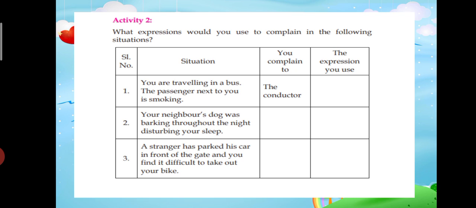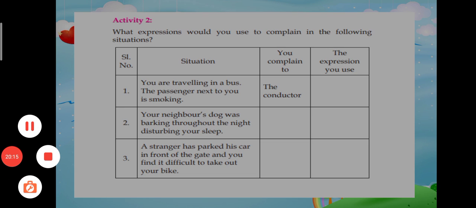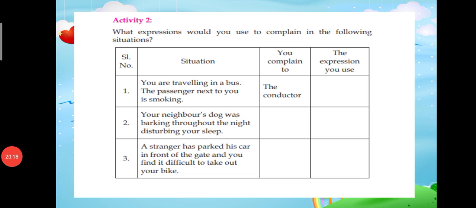Next. Your neighbor's dog was barking throughout the night, disturbing your sleep. So how will you complain and whom will you complain to? You have to complain to your neighbor because it is the neighbor's dog. You have to complain to the one whose dog is barking, not anybody else. You might have many neighbors. If you don't complain to the right person, then nothing is going to happen.